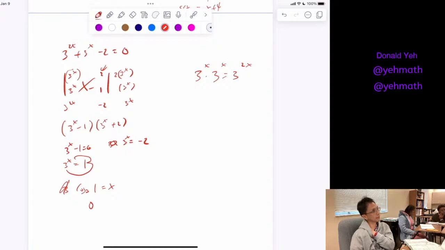Natural log both sides? No. You cannot natural log both sides because it's a sum situation and it doesn't work. It doesn't work. You cannot natural log to get rid of 3 to the 2x or 3 to the x. That's not possible.